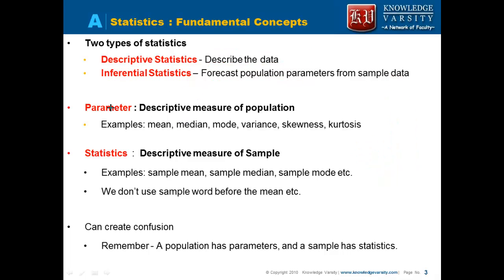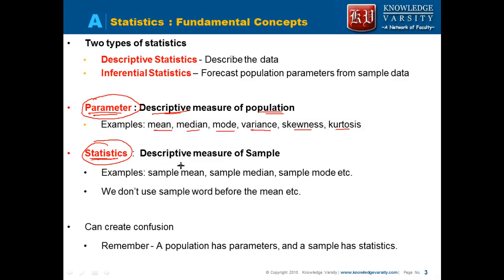Now let us discuss what a parameter is. Note that a parameter is always used for the population, and a sample has statistics. So statistics is for the sample. A parameter gives you the descriptive measure of the population. We will see some of the parameters like mean, median, mode, variance, standard deviation, kurtosis, and skewness. We will discuss all of this in this reading. For a sample, the similar thing is called statistics. So we use the word parameter for the population to describe it, and statistics for the sample.